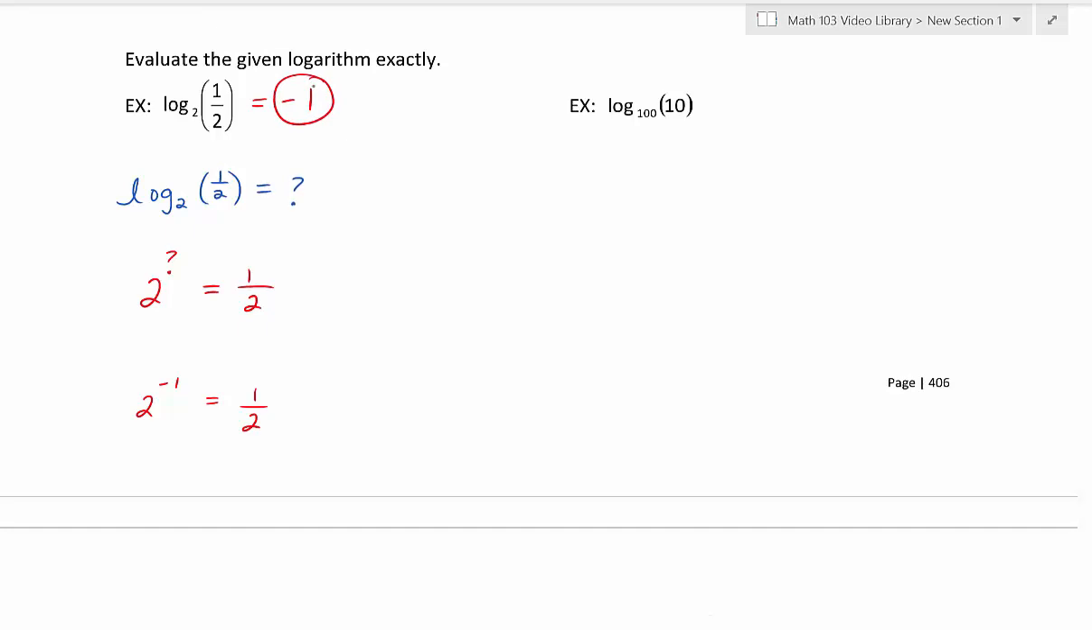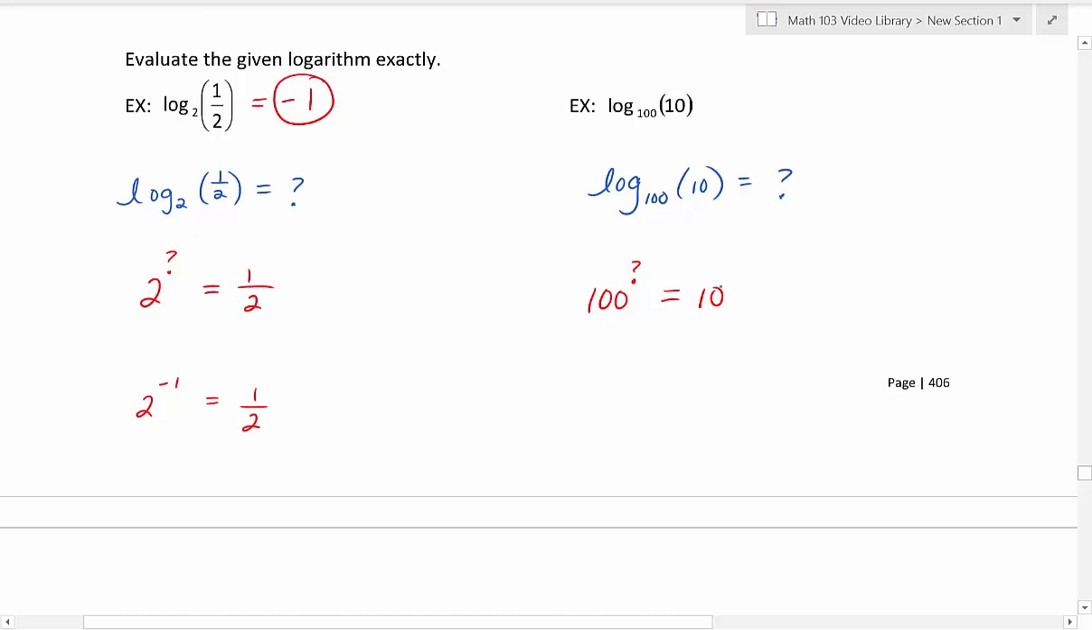Let's try another one. Log base 100 of 10. Log base 100 of 10 is equal to something, and that something is what we're going to find out. We'll rewrite this in exponential form. 100 raised to what power is equal to 10? So let's think about it. What power can we raise 100 to so that we get 10?